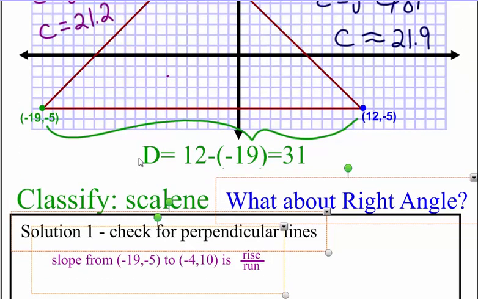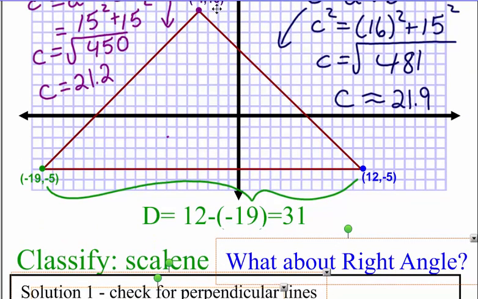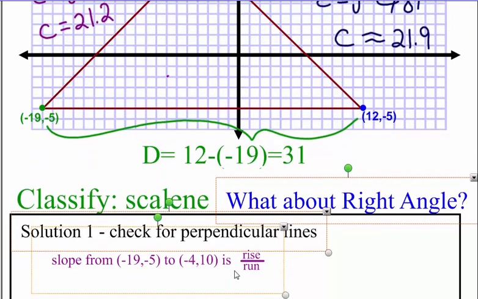So the slope over here from the negative 19, negative 5 to the negative 4, 10 is going to be rise over run. That is to say, given what we already talked about, we went up 15 and to the right 15, and so the slope of that line is positive 1.